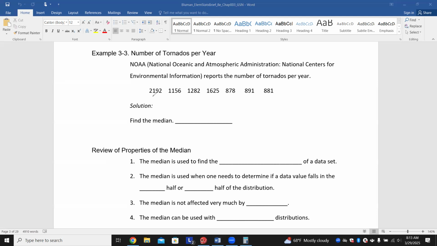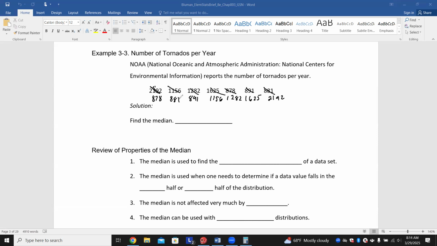So it looks like my smallest number is 878. Then it goes 881, then 891, then 1156, 1282, 2192. Oh, nope, I lied. Hold on. There's a 1625 there. So that'd be 1625 and then 2192.